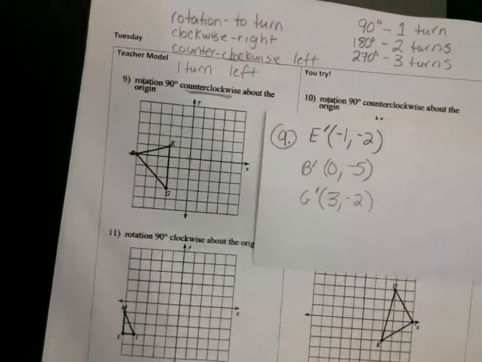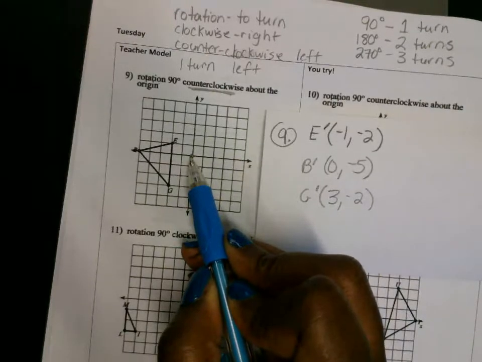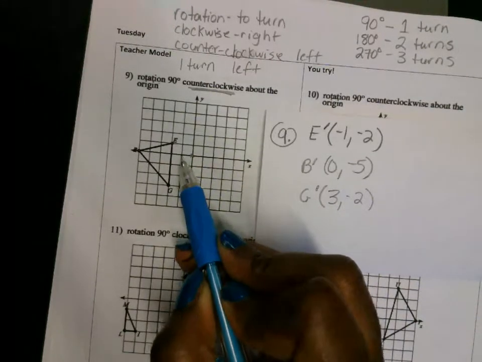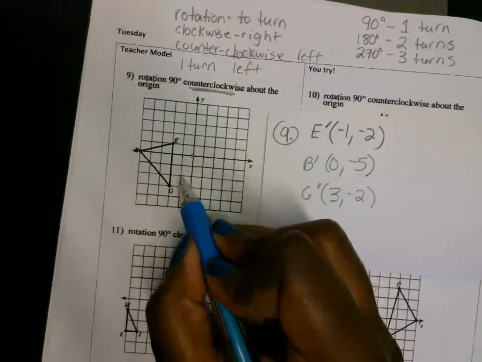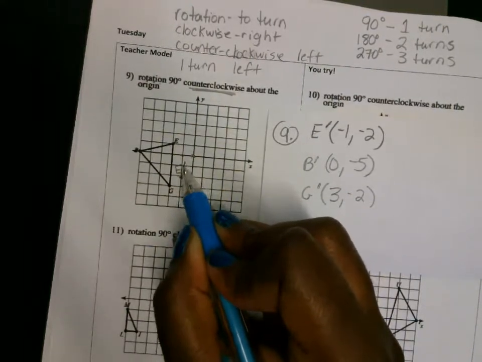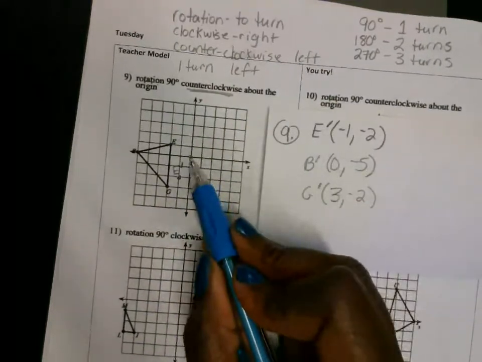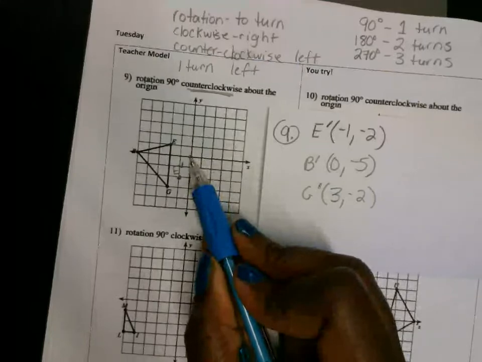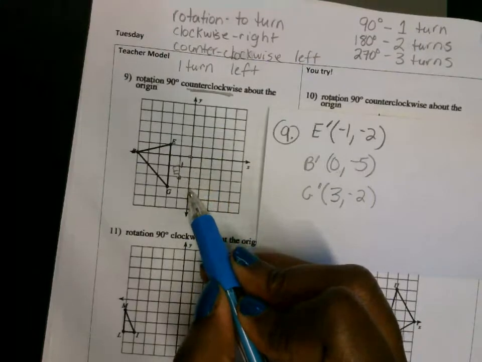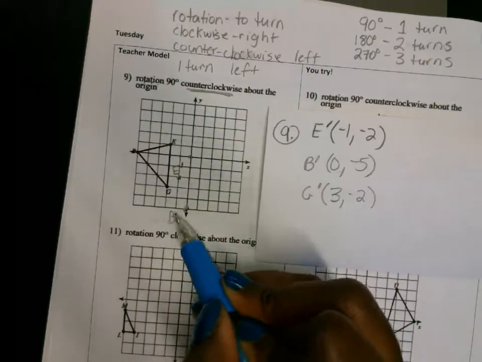Okay. All right, so look, start here. I'm going to go over to the left one time, -1, and down 1, 2. This is my new location for E. This is E prime. B prime, 0 and -5. So 0 is here on the X and go down 1, 2, 3, 4, 5. This is my new location for B. This is B prime.